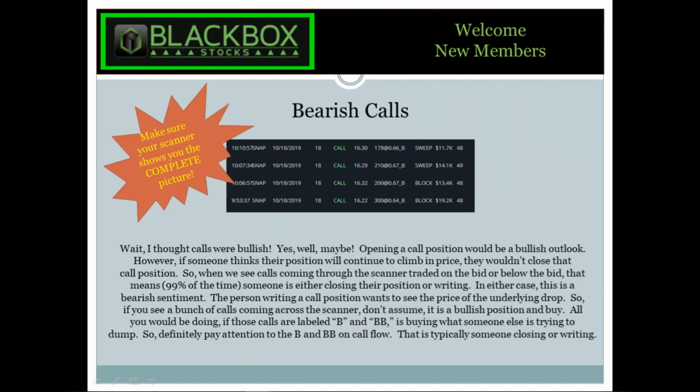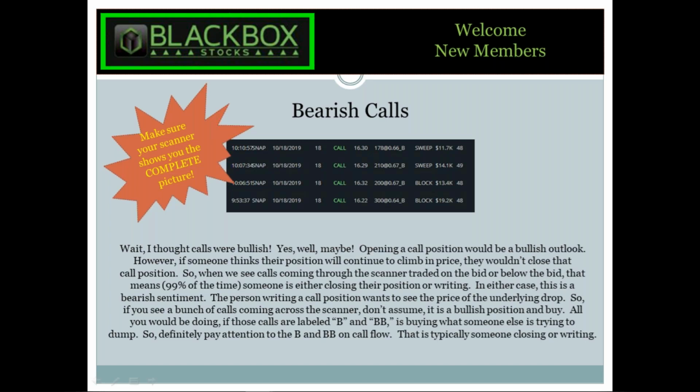And here's the important part, bearish call activity. One of the advantages of BlackBox over the competition is that we show you the full market. We show you when people are entering and exiting trades. We show you when these trades are being written.